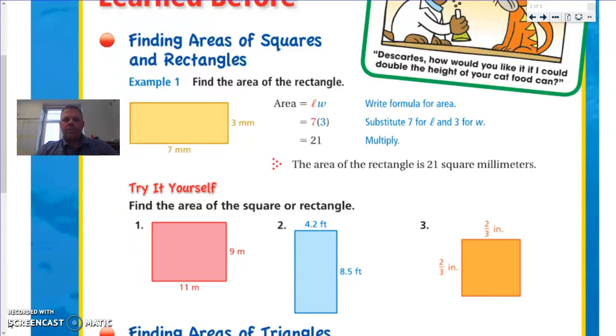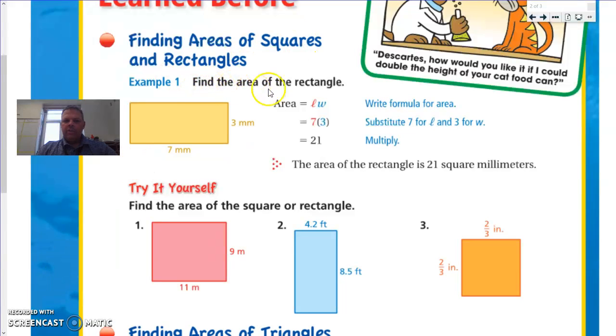In order for us to find the surface area of figures like prisms, pyramids, and cylinders, we have to know how to find the areas of squares, rectangles, and circles. We just got done with circles. The area of a circle is pi r squared. So we're going to review the areas of squares and rectangles.